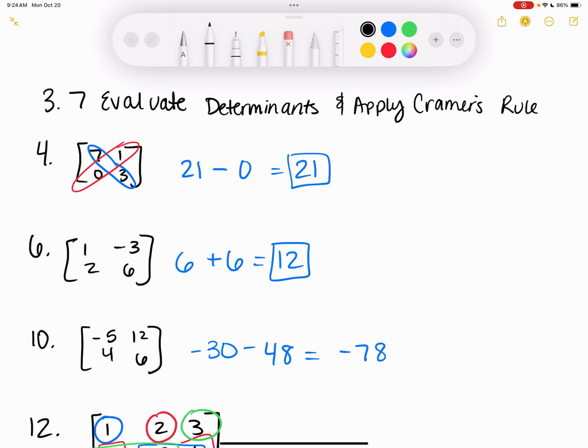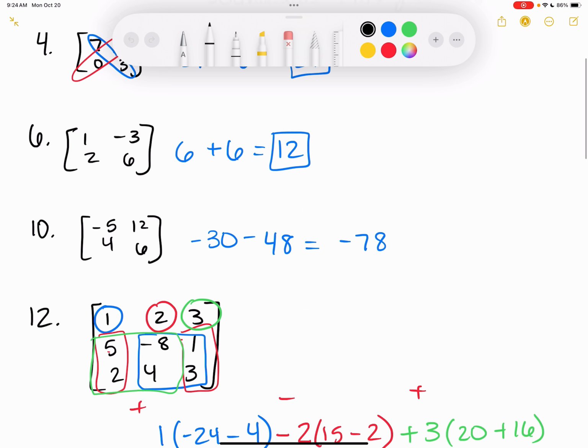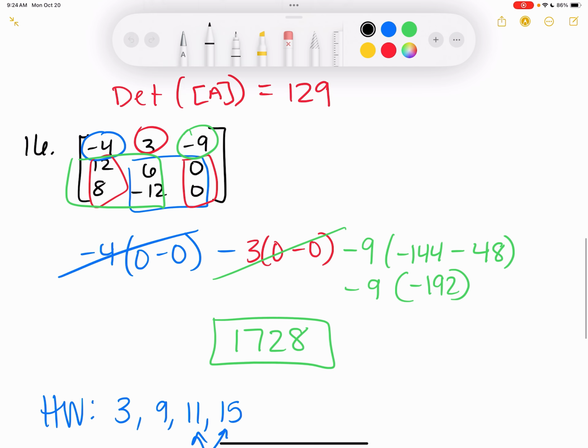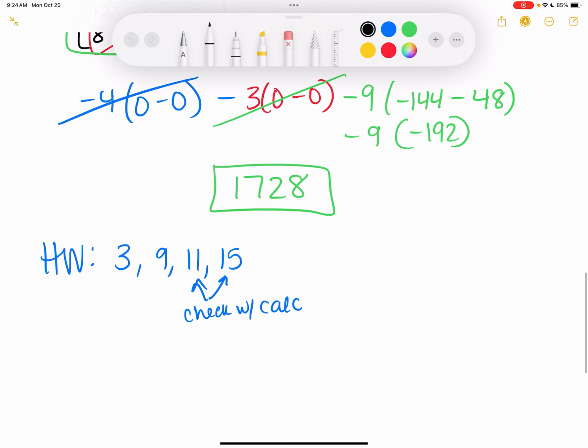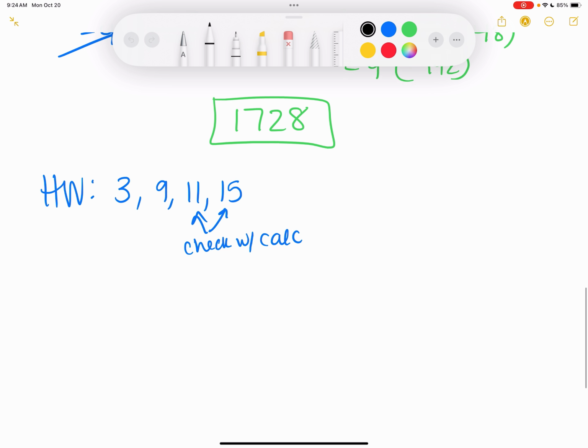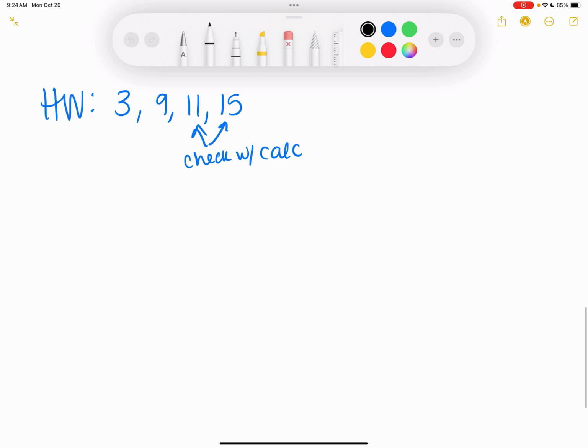Where we left off on Friday, since we had a short class, we were doing determinants. We still have in this section finding the area of a triangle with the given vertices, and then also applying Cramer's rule. So 22, to find the area of a triangle, they give us the different vertices.